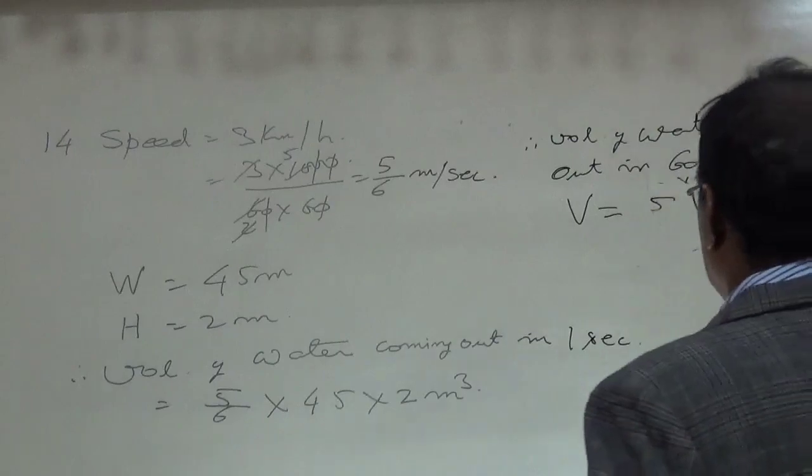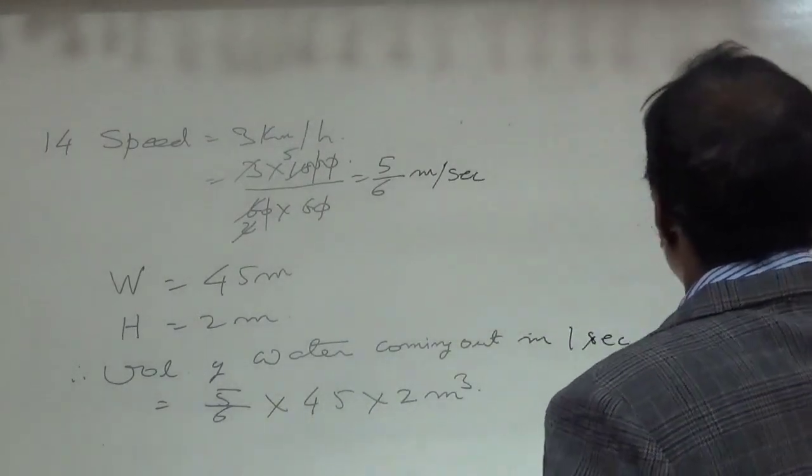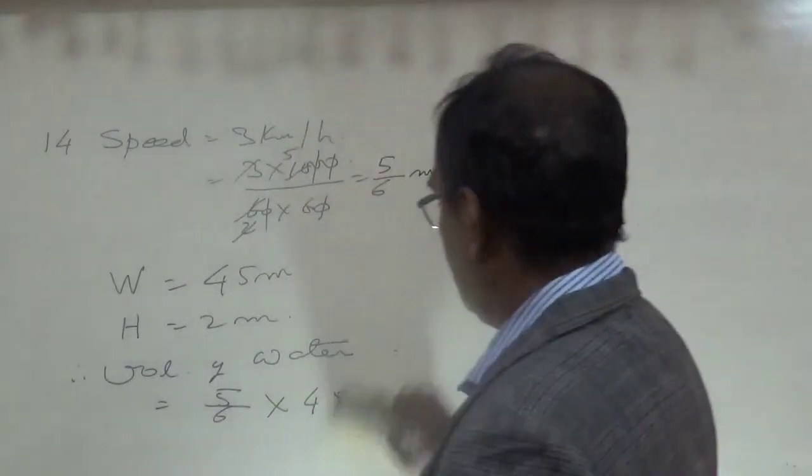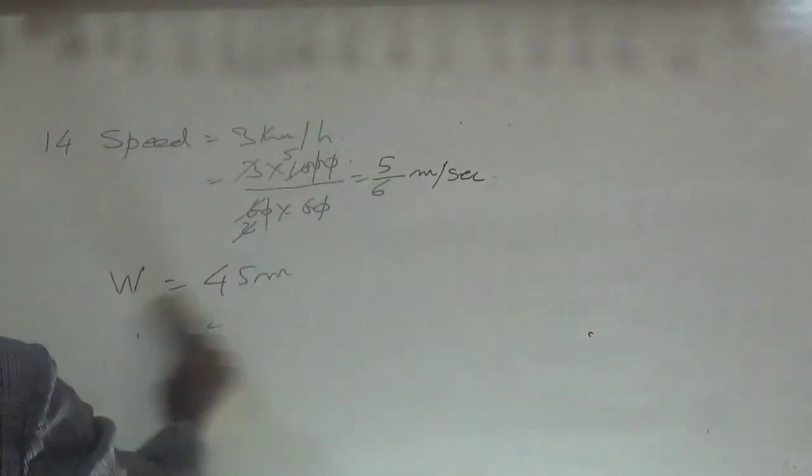Today's last question. Which question have I selected? Question number 16. What does it say? A rectangular water tank is 90 centimeter wide, 40 centimeter deep. It contains 576 liter of water. What is the length? This is not at all a difficult one.